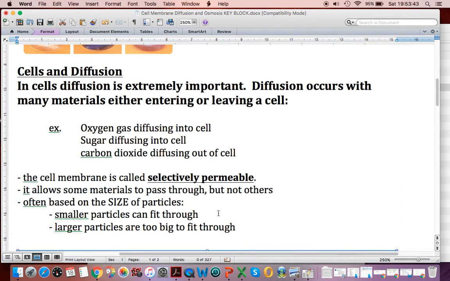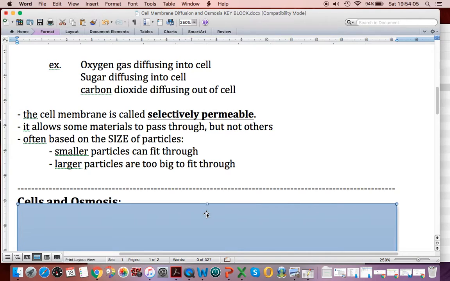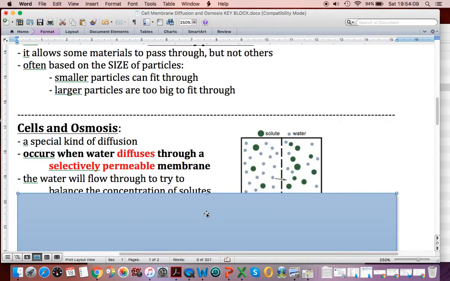And the cell membrane is called selectively permeable because smaller things can fit through, so things like sugar and oxygen and carbon dioxide may be able to get through, whereas larger things like your cell organelles, your mitochondria, your nucleus, ribosomes, they are going to be too big to leave. Now, next thing we look at is something called osmosis.